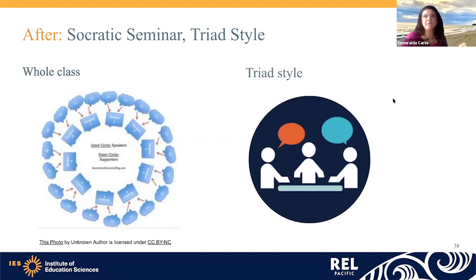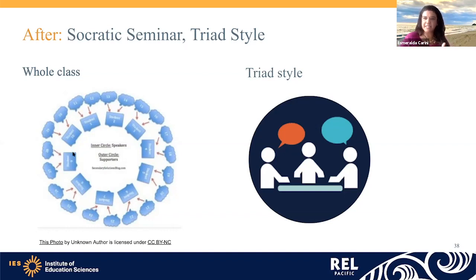But what is really more popular and somewhat doable is the triad style of Socratic seminar. The reason that can be beneficial is that everyone has to participate, right? When it's a small group, everyone gets a chance.